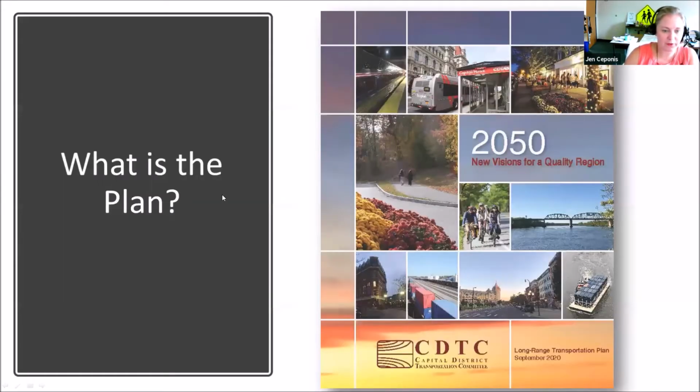If you're not already familiar with Nuvisions, there is a great summary document that pulls it all together and explains what the major ideas, topics, themes, and strategies are in the plan. But there are other components, including a systems performance report, a public participation plan, and 11 separate technical area papers, everything from transit to congestion to bicycling and walking. And then there's also a financial plan, and all these documents can be found on the CDTC website.